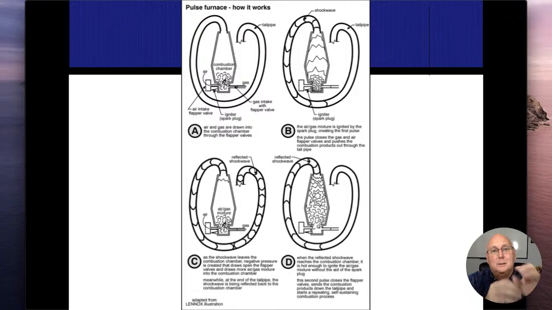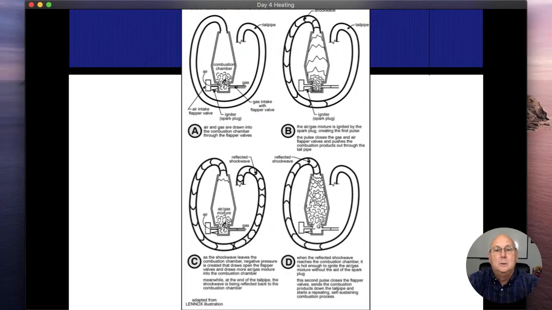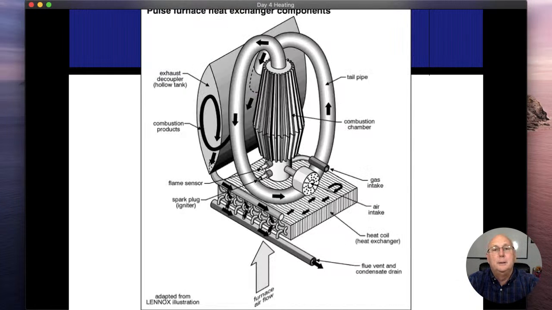So it's going to send in gas, it's going to blow in oxygen, and a spark plug or igniter is going to get going in there. That's going to explode, just like a car engine does. And then it's going to go up and out through the tailpipe into something called a decoupler. I think the next slide shows that, and we'll put it up in here.